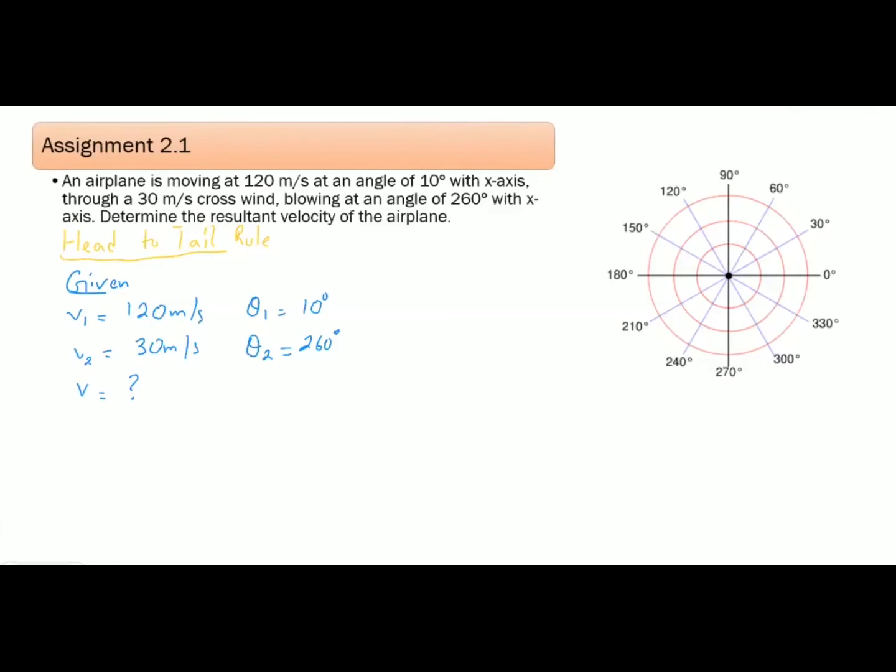So by solving this question by the head-to-tail rule, the very first step is to select the scale according to which we will draw these given vectors. And the choice of scale is totally up to us. So now let us consider that the velocity of 10 meters per second is equal to 1 centimeter. So we have selected this scale according to our choice. You can also select 20 meters per second equal to 1 centimeter. You can even select 30 meters per second equal to 1 centimeter.